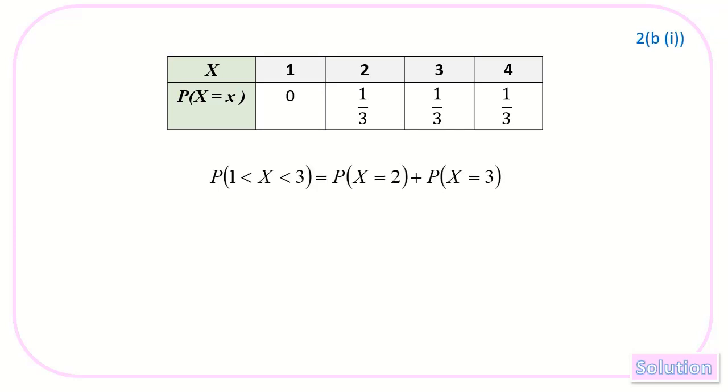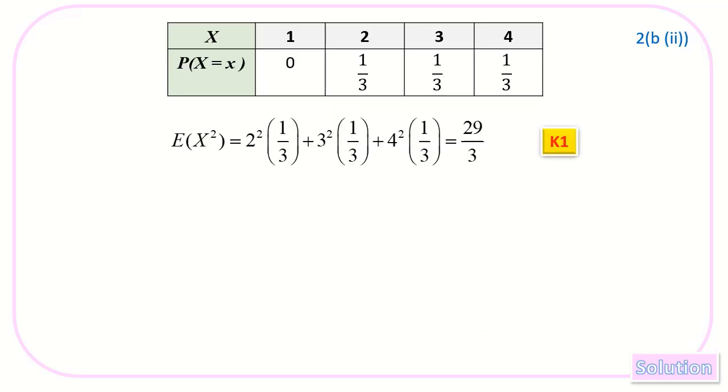For B1, we are going to evaluate the probability of x greater than 1 and less than 3. So we have the probability of x equal to 2 plus the probability of x equal to 3. We give K1 and the answer is J1.